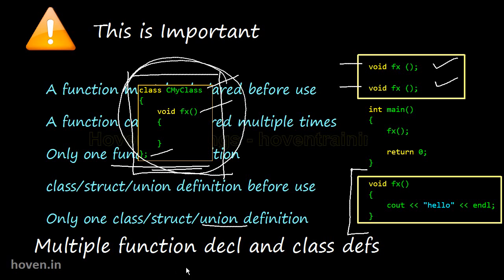So multiple function declarations are allowed before use, just like we saw here. But multiple class definitions are not allowed before use. So you cannot have this same class definition appear twice before use. Just like this function declaration could appear twice, but this cannot appear twice.